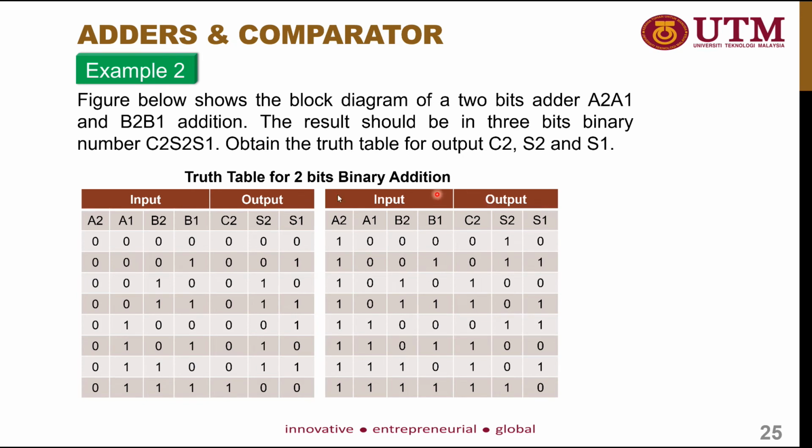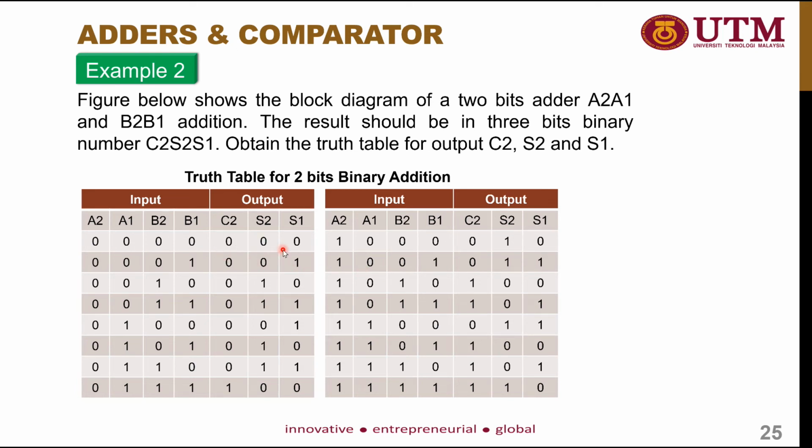So this is the answer for the example 2. So as you see here, you will have a total of 16 truth table rows because you have 4 total inputs. So 2 to the power of 4 equals 16. And that's why you have a total of 16 possibilities for all input. So how do we obtain the truth table for the output?